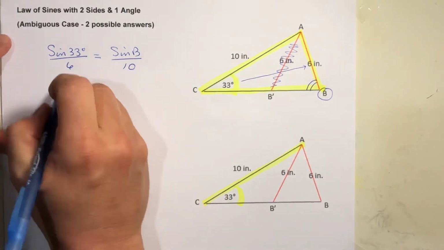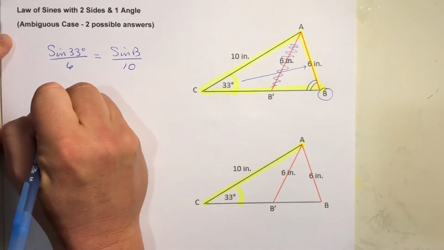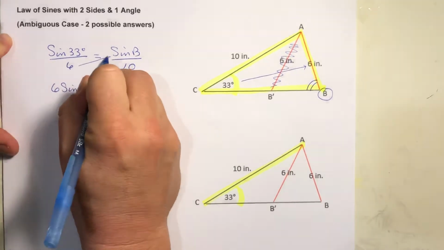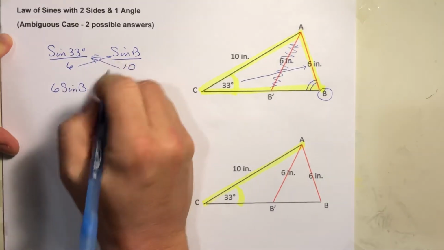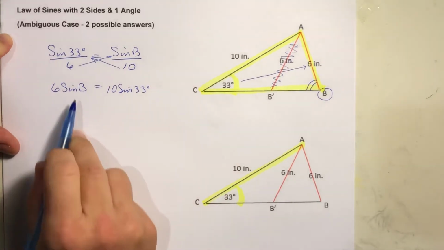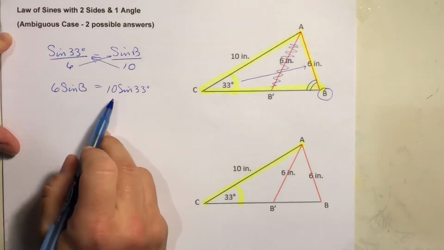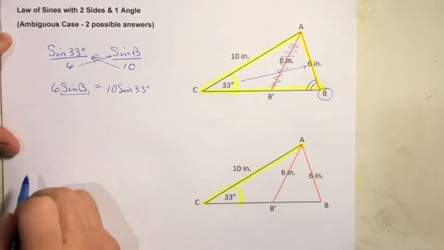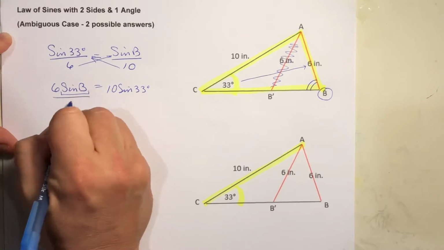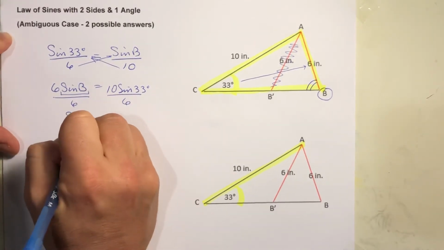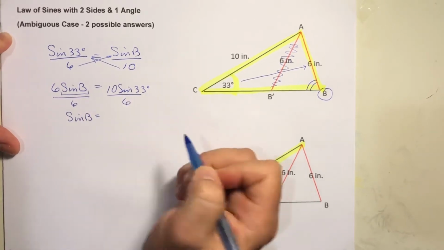So I'm going to cross multiply. After last video, I think this should be pretty quick by now, right? 6 sine of B equals 10 sine of 33. What do I need to do here? Now, this is slightly different than our last example. I don't know the sine of B, and this is a package deal, right? Sine of B stays together, so what I'm going to do is divide by 6, okay? Now the sine of B equals whatever that value is.